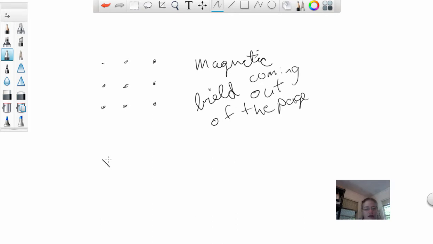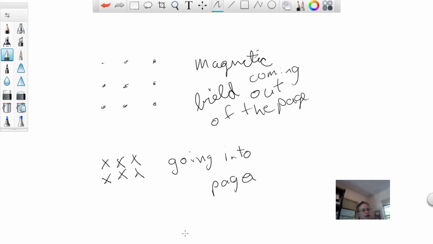And if instead we draw little X's, it's going into the page. And the way to remember that is it's supposed to be kind of like an arrow. And so the points are showing the arrow tips, they're coming towards you, and the X's are the arrow feathers, so it's going into the page.